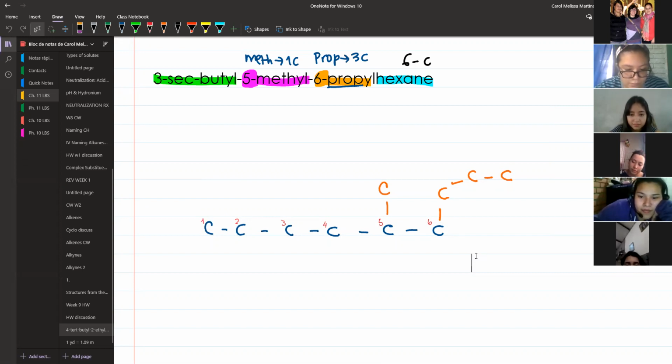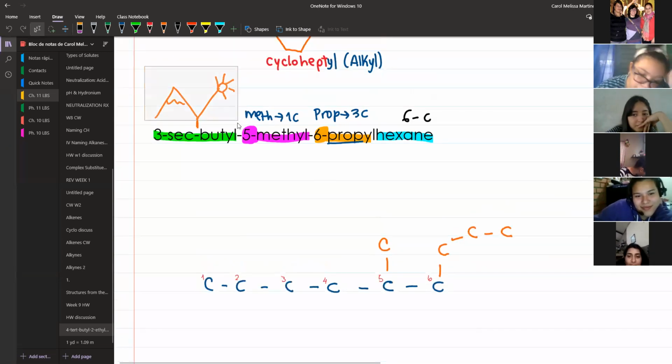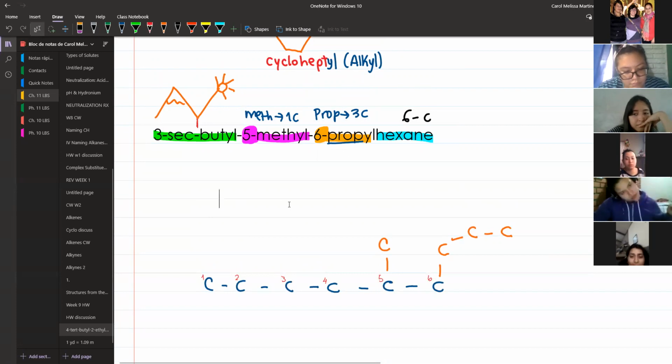So, how does it look? Like a mountain. Imagine this is the snow. And this is the hand and the finger. And this is the place where it is joined to the parent chain. So, take your sec-butyl and put it in the position it corresponds.